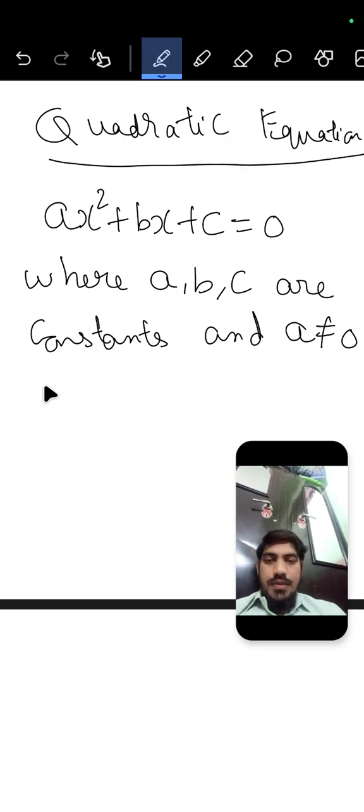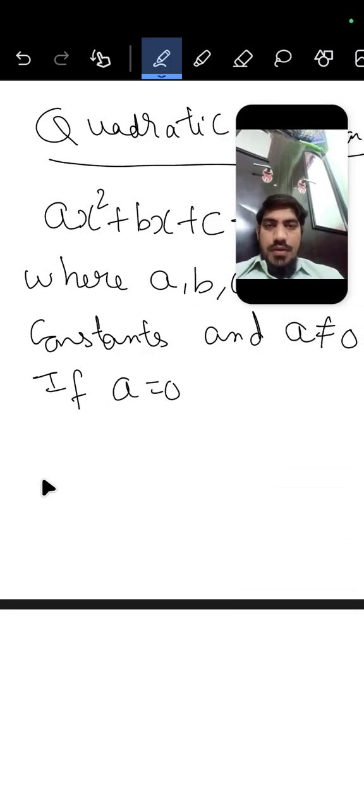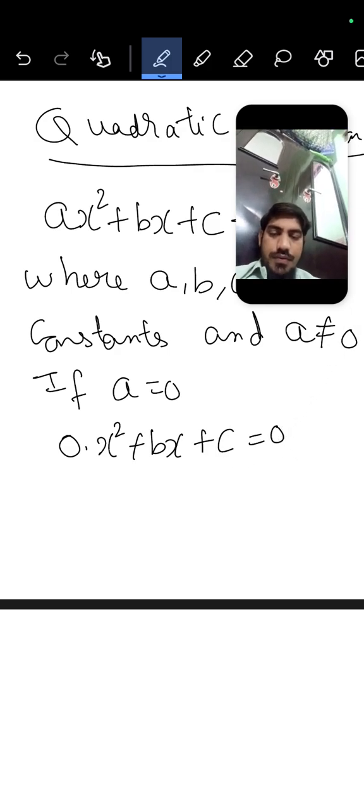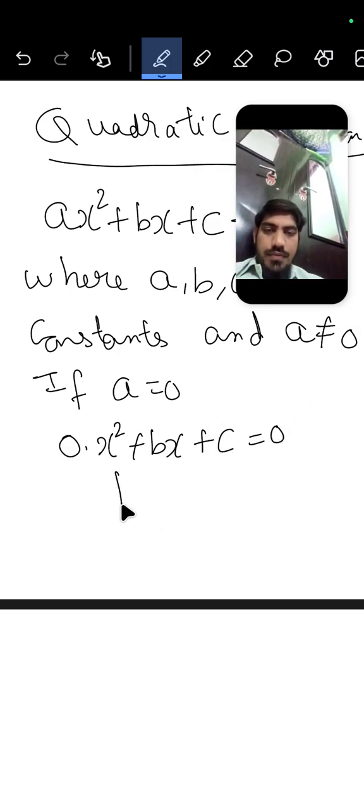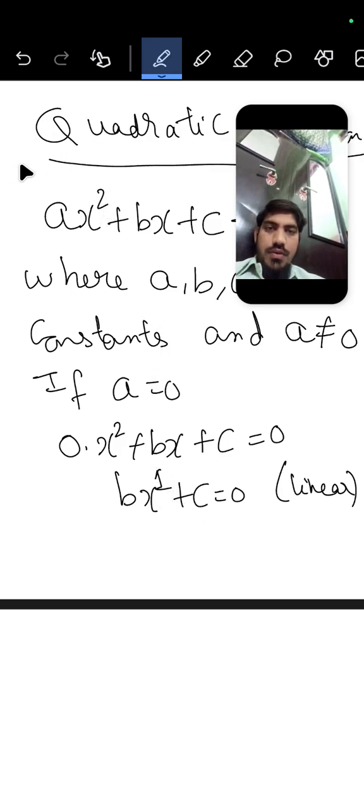For example, if a is 0, then this will be like 0 into x square plus bx plus c is equal to 0, which gives you bx plus c is equal to 0, which is a linear equation because its degree is 1. Here the degree is 2. A quadratic equation is an equation of degree 2.